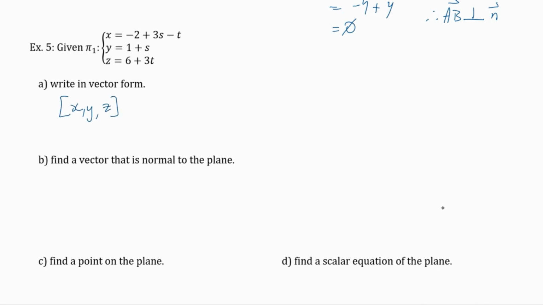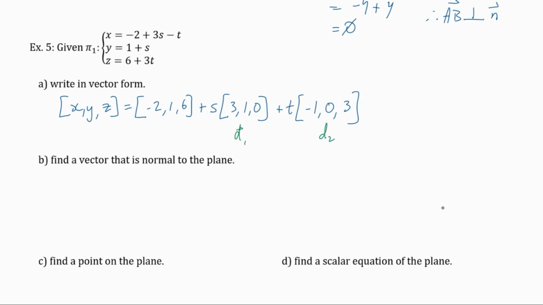This is basically the same as what we do with lines, where the constants in each of the parametric equations become my position vector to a point in the plane. And then I have my 2 direction vectors, which are going to be the coefficients of the s parameter, 3, 1, 0, and t. I have to use s and t because s and t were used up here, so I'm using the same ones. Negative 1, 0, and 3. And I might call this direction vector 1 and direction vector 2, right?